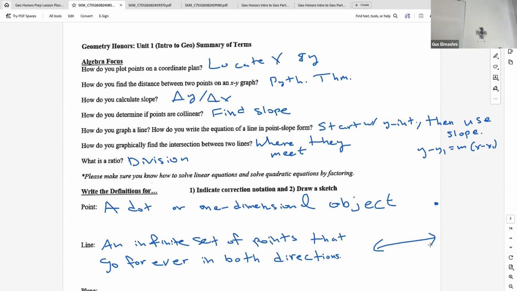That's slope-intercept form, but it's good to recognize that. A line is an infinite set of points, and they go forever in both directions. Remember, a line segment has endpoints, though. It's still an infinite set of points, but just has endpoints, right? And of course, we'll keep on going.